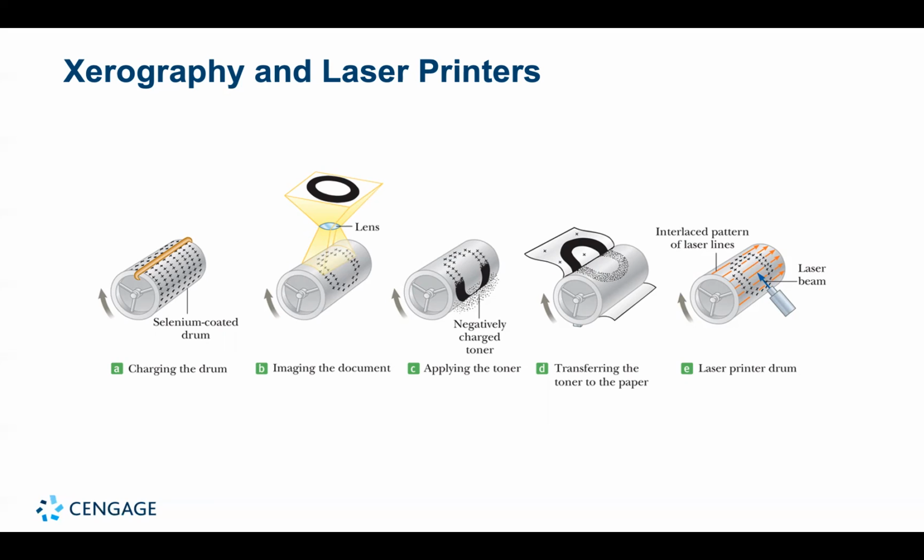The image on the drum of a laser printer is produced by turning a laser beam on and off as it sweeps across the silicon coated drum. So this is a process that also applies towards electrostatic charges. Here we're just seeing an example of how that would work. And once again, I'll refer you to the textbook for some more details.